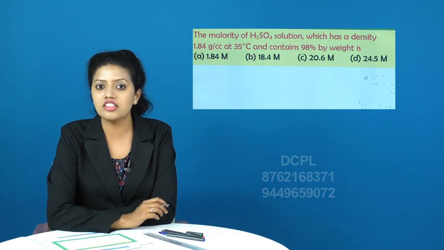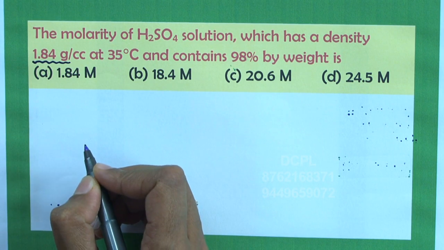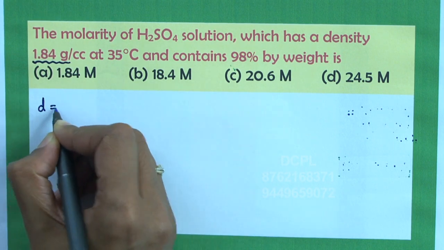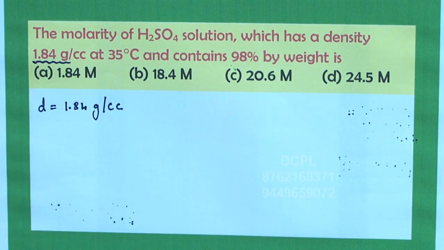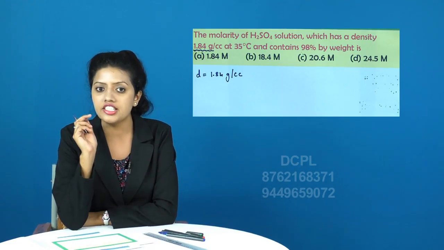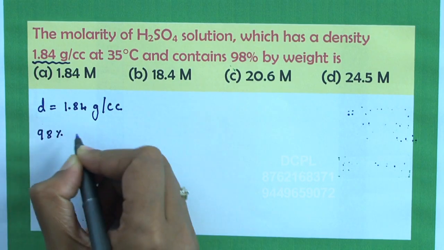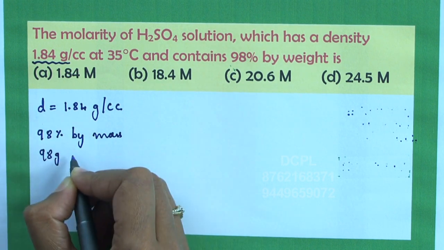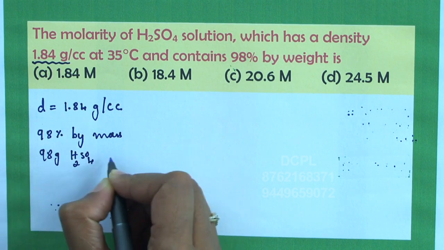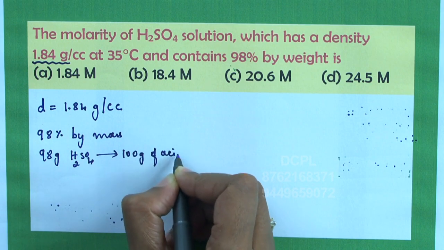Now let us consider the given information from the above question. Here the given information is 1.84 gram per cc as a density. So the density is 1.84 gram per cc. And the other information is 98% by weight. That means 98% by mass means it is a weight percentage. So it is 98 gram of H2SO4 present in 100 gram of H2SO4 acid.